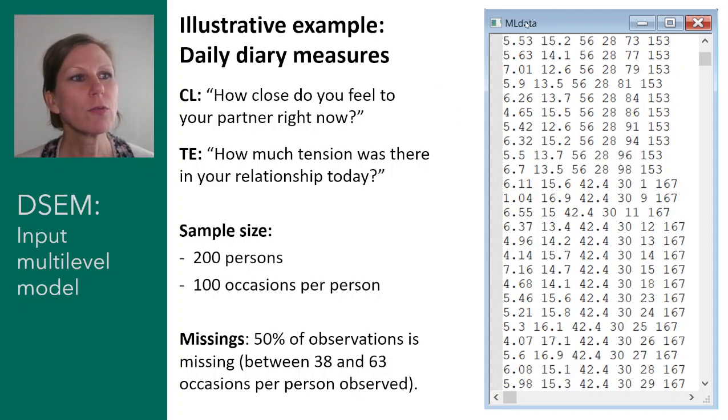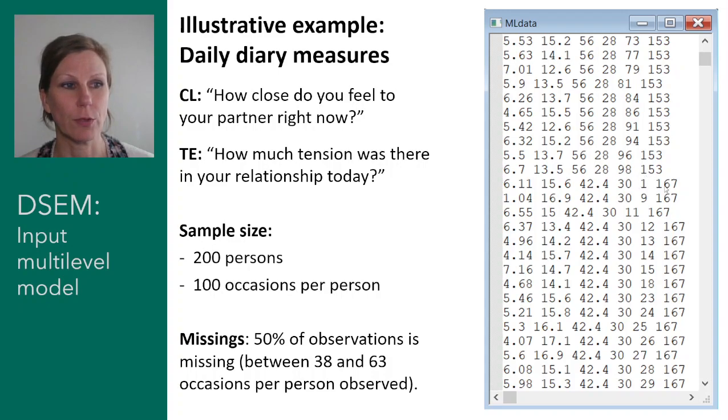The data are in long format, so every row represents a different time point. The last column indicates who this time point belongs to. So the first rows that we see here are from person 153, and then we have data from person 167. What you should also notice is the second last column, the occasion or time variable. There you can see that there are indeed missing cases.